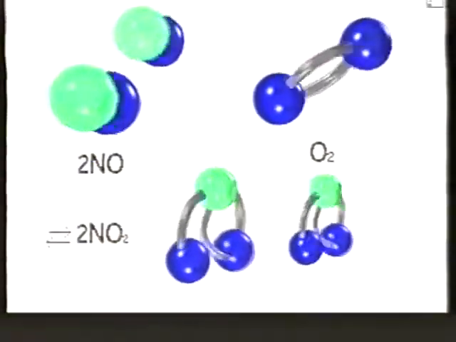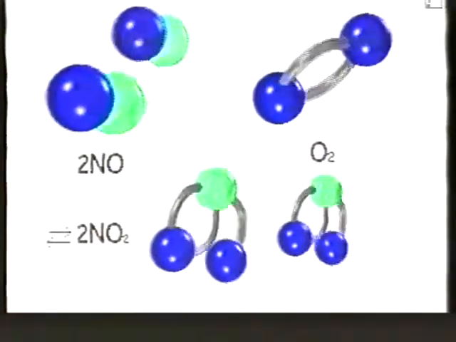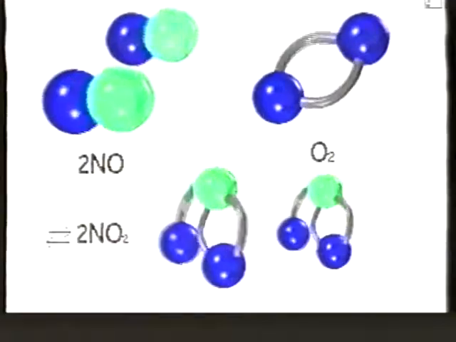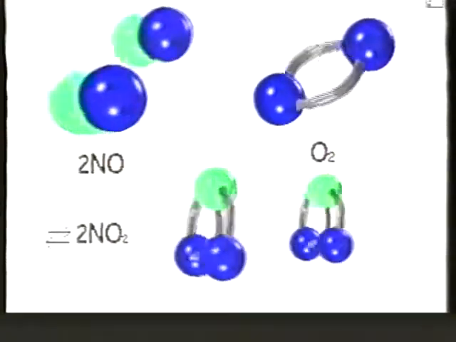Another cause for acid rain is nitrogen dioxide, which is in automobile exhaust. You will have two nitric oxide molecules, or 2NO, combined with one O2, or oxygen molecule, to give us 2NO2, or two nitrogen dioxide molecules.